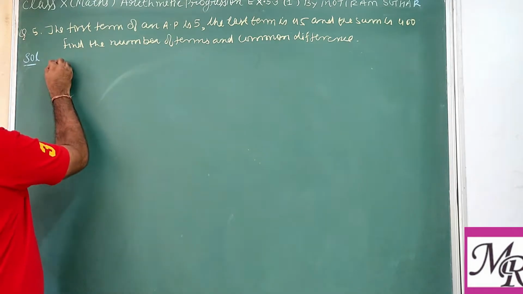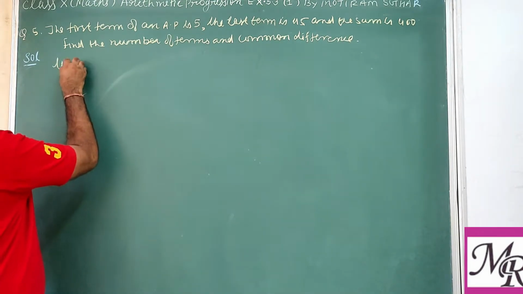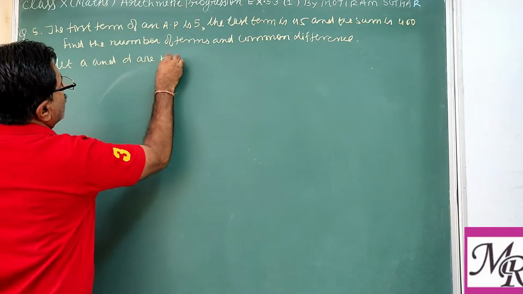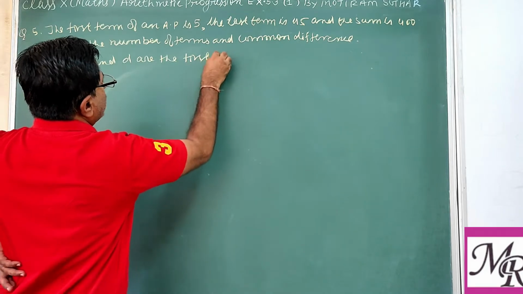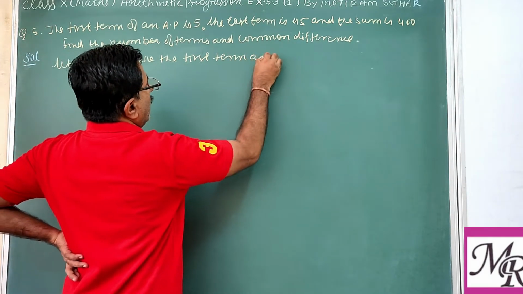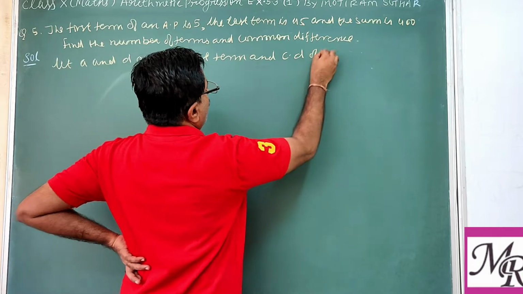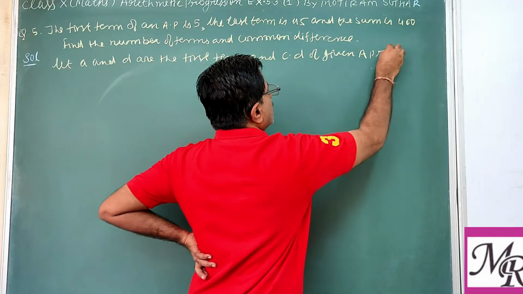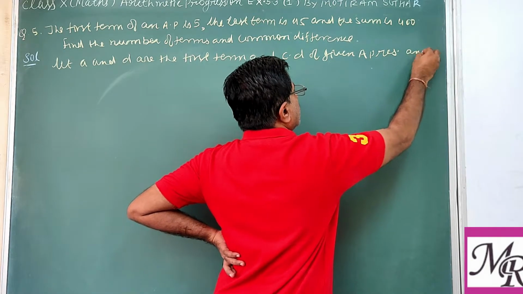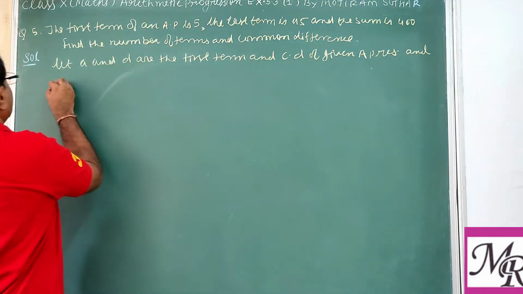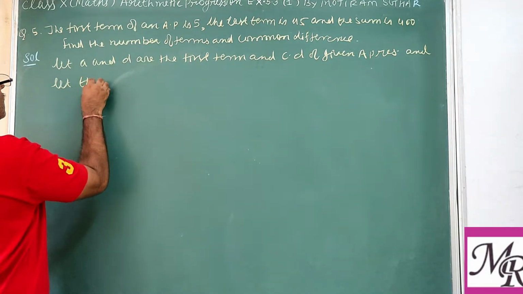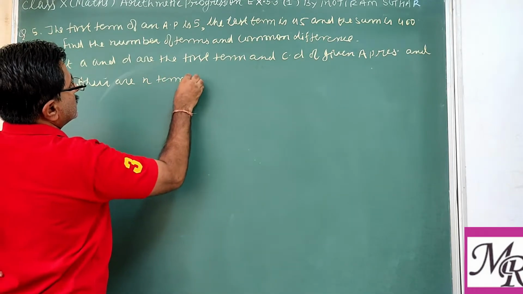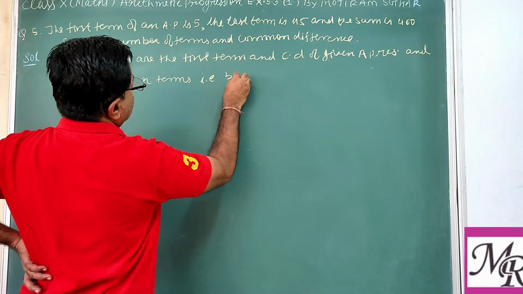So, solution. Let a and d be the first term and common difference of the given AP respectively, and let there be n terms, by the given condition.